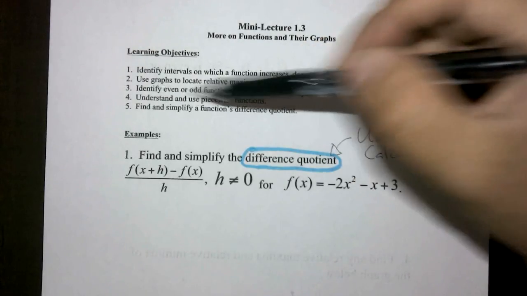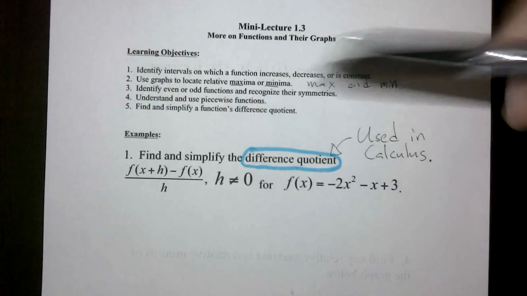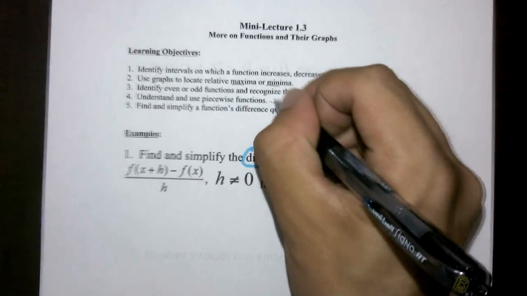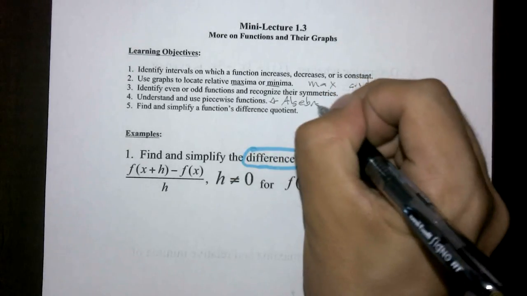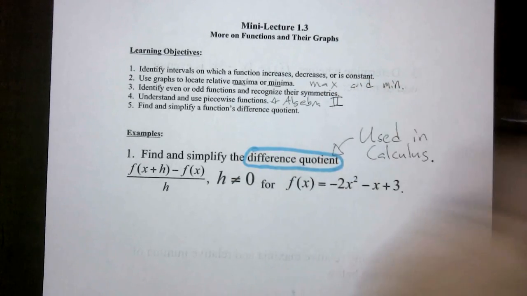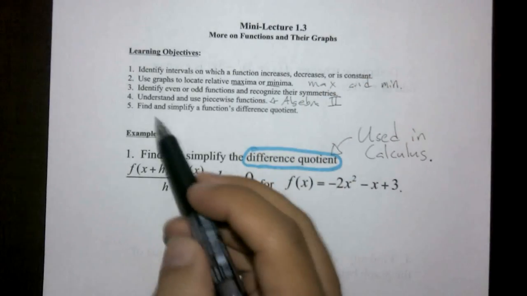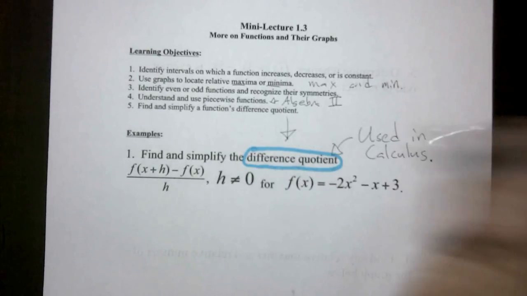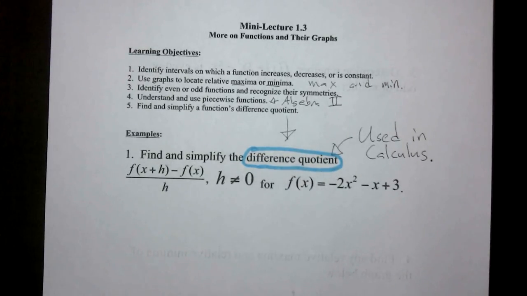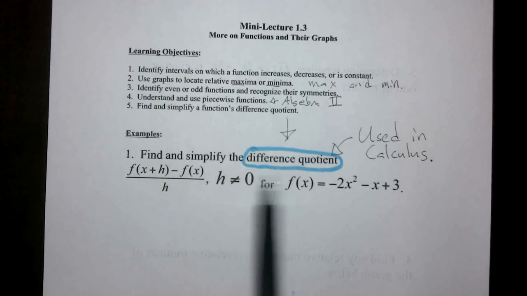Using and understanding piecewise functions. This is a little bit of algebra 2, where you might have seen it there. Also finding and simplifying the function's difference quotient, which is what we're doing here. So again, this is going to be teetering towards calculus, but we won't get too much into the actual calculus idea. So they're asking us to find and simplify the difference quotient.